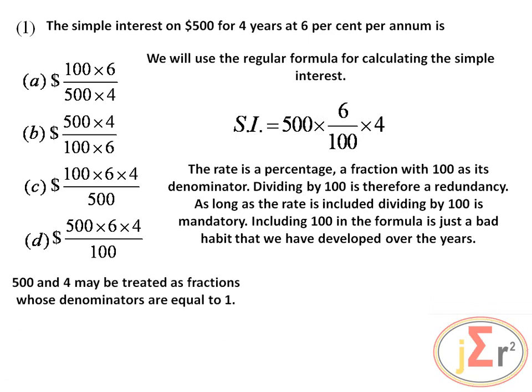500 and 4 may be treated as fractions whose denominators are equal to 1. So we are going to write these as fractions also. Writing these as fractions, we may write those whole numbers as fractions whose denominators are equal to 1.